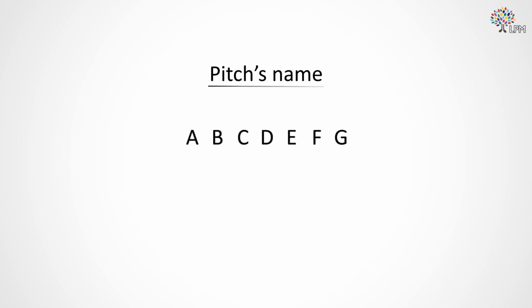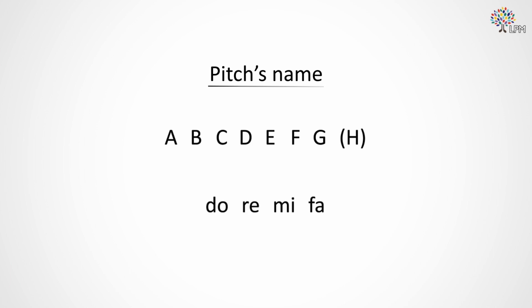The letters we use are A, B, C, D, E, F, and G. In German, you sometimes see H too. Other languages will use syllables like do, re, mi, and fa from the solfege system to name pitches. Feel free to use whatever is most comfortable for you. Through the rest of our lessons, we'll use the English letter name system.